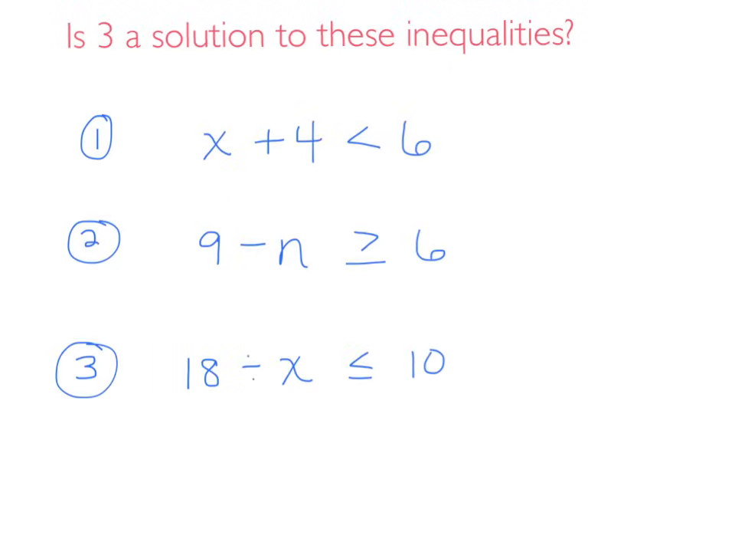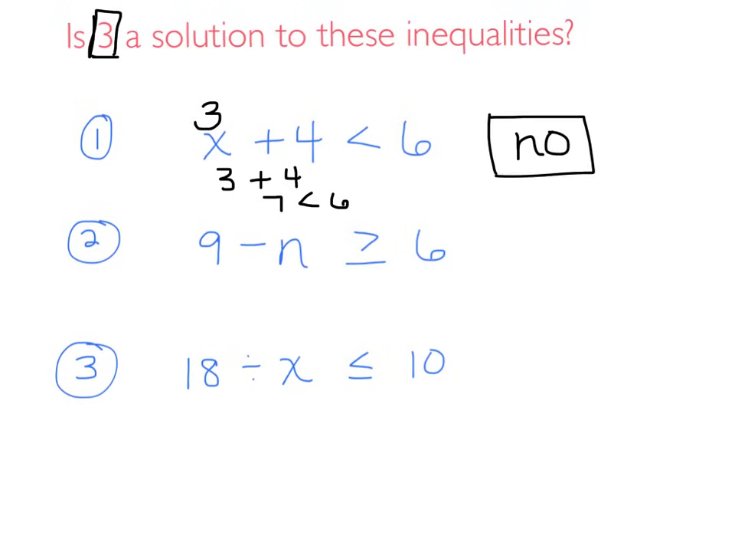So I want to know on these ones, is the number 3 a solution to these inequalities? I'll do the first one with you, and then I want you to try the next two. So basically, you're just going to plug in 3 there and test it out. So it says 3 plus 4, which is 7. Is 7 less than 6? No. So 3 is not a solution to that one. Okay, try the next two.